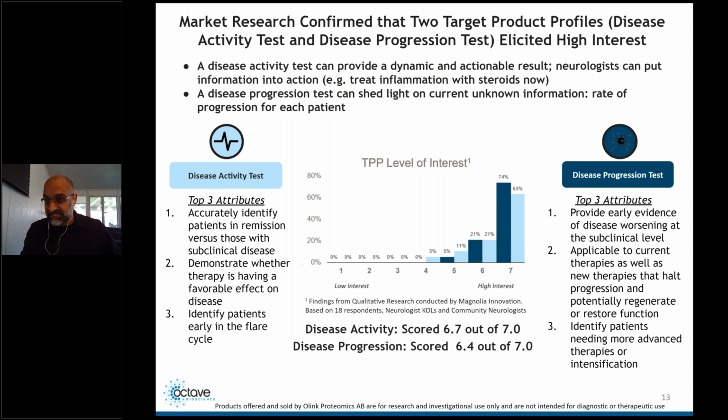The top three attributes for the disease progression test were providing early evidence of disease worsening at the subclinical level, a multivariate approach that would be applicable both to current therapies, considering the mechanism of action, as well as new therapies that halt progression and potentially regenerate or restore function, and also identifying those patients that would be needing more advanced therapies for intensification. So this research provided further confidence and guidance to our team that we were developing solutions that would add value to the field.